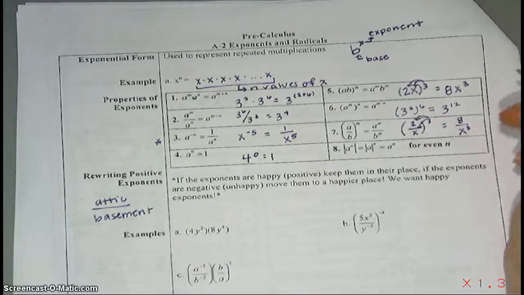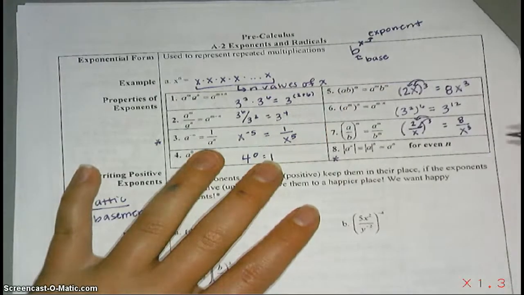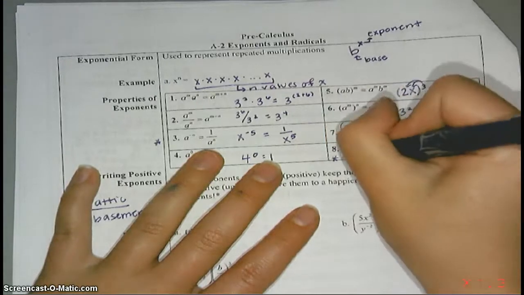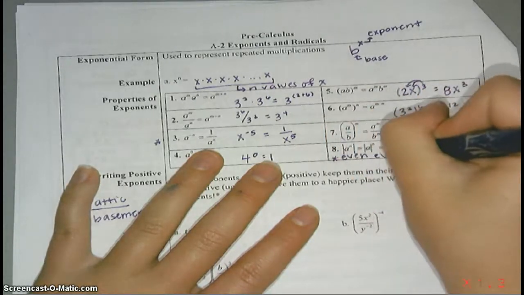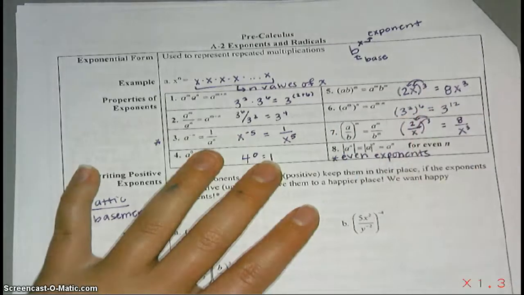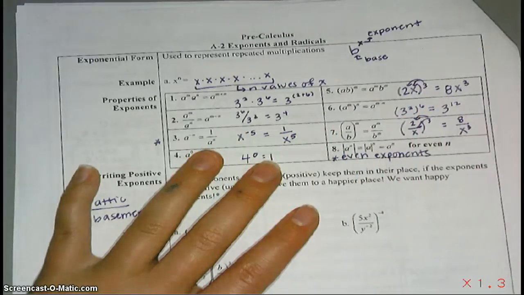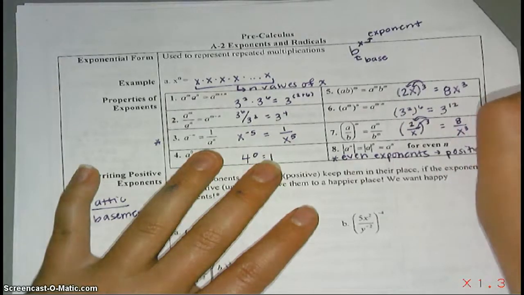Pretty much with this last one, know that if you have an even exponent, it will just have a positive answer. It's kind of like taking the absolute value. So if your exponent is even, it's going to make your base number, your answer, positive, no matter if the base is positive or negative. This is kind of difficult in your calculator. So even exponents have positive answers.